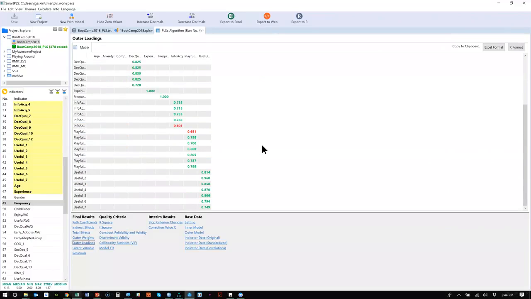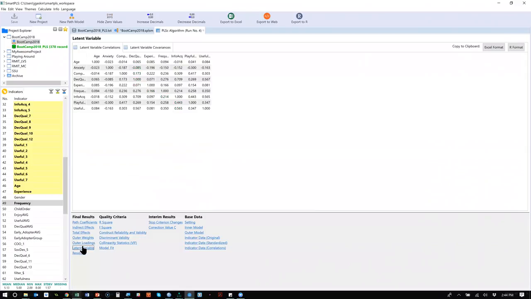We can also look at the latent variable correlations. That's this one right here, right under outer loadings. This is the correlation matrix, which again, you can export anything you see here to Excel or as a table format. We can see that none of the correlations are greater than 0.7 except this one here, decision quality and information acquisition, greater than 0.7. Just barely. So there might be discriminant validity issues there.